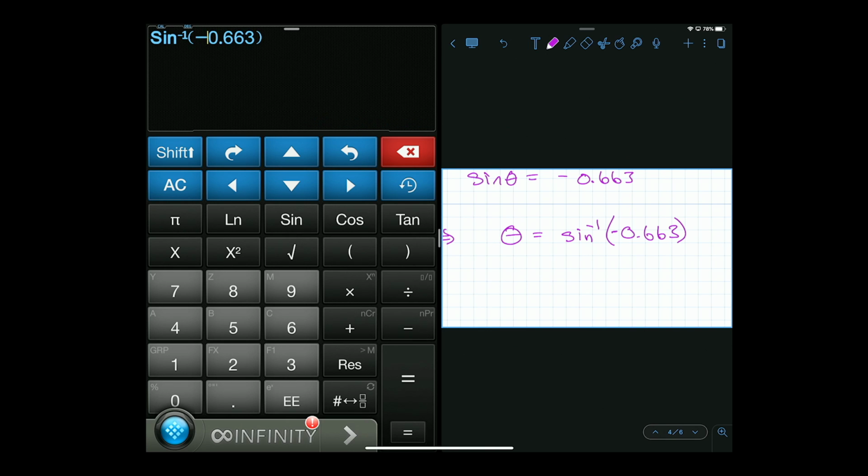Negative 663, enter, and I get theta is negative 41. They only want one decimal place, so that's going to be negative 41.5 when I round that. And there you go. Okay, and that's in degrees. So that's how I get that. But that's not the answer.